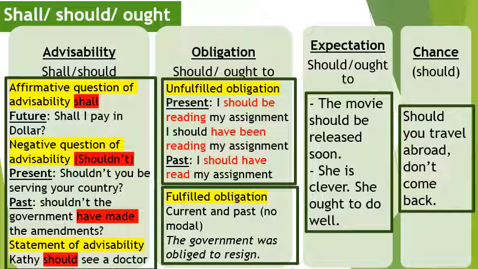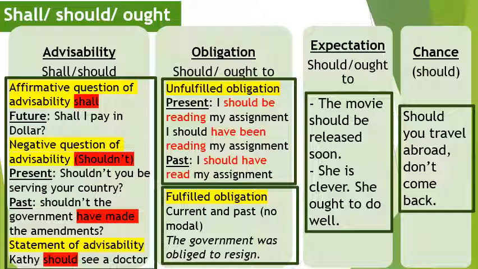As to the negative question of advisability, here we don't use shall, we use shouldn't. Shouldn't you be serving your country? It means, I think we talked about this, just like when you are telling somebody that, isn't it better to do this instead of this? So yeah, as if you are advising somebody in the negative form. And by the way, this can also be in the present, when we say shouldn't you be serving your country, or in the past, and you have shouldn't the government have made the amendments.